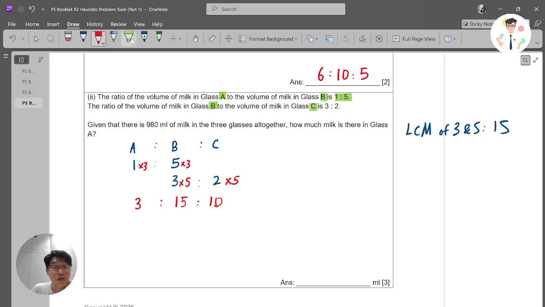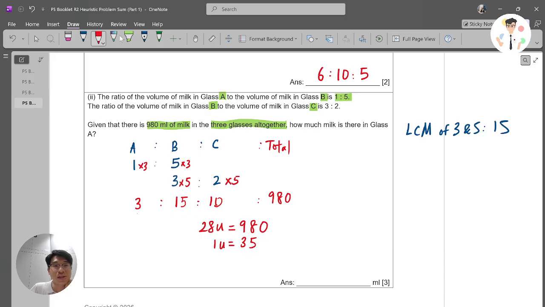Now, let's continue to read the question. Given that there are 980 ml of milk in 3 glasses altogether, means the total is 980. So the total here is actually 980. So 3 plus 15 plus 10, how is it possible to be 980? This is because actually it's unit. So it'll be 3 plus 15 plus 10. So it is actually 28 unit. And now I can write unit. So 28 unit is 980. If 28 unit is 980, then just find out 1 unit is what? It's 35. Now this is something that you're used to. You know how to do this.